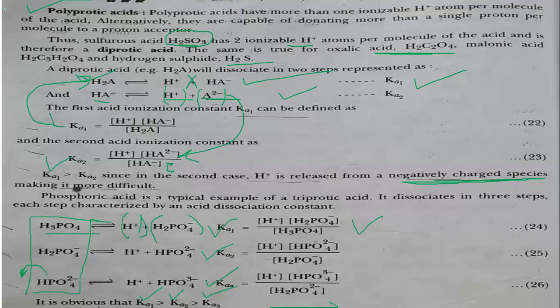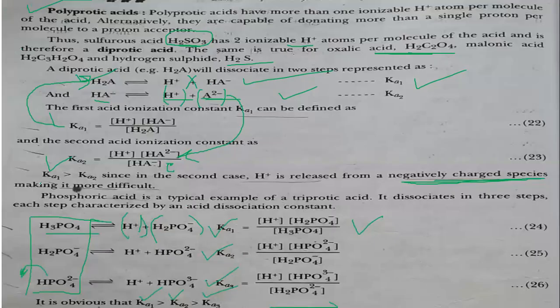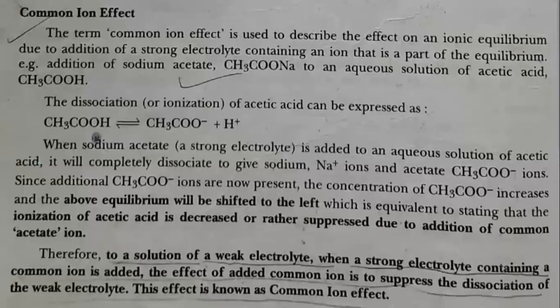These types of examples are frequently asked in the examination, so you need to go through them in detail. Now next is the common ion effect. The next concept is the common ion effect, which we'll see in the next lecture.